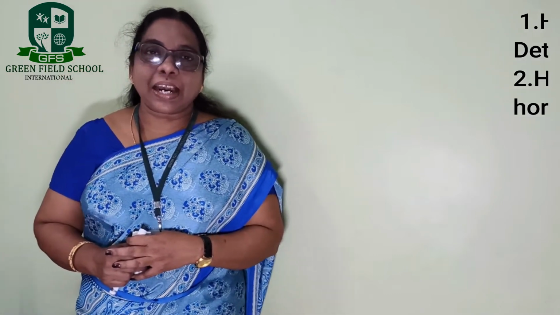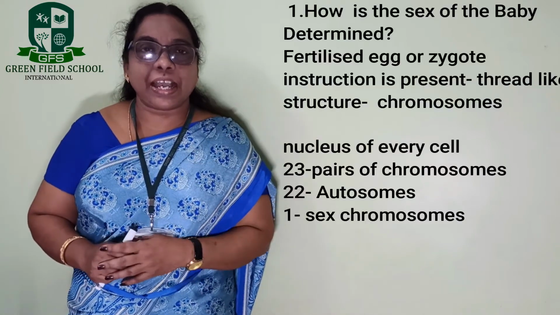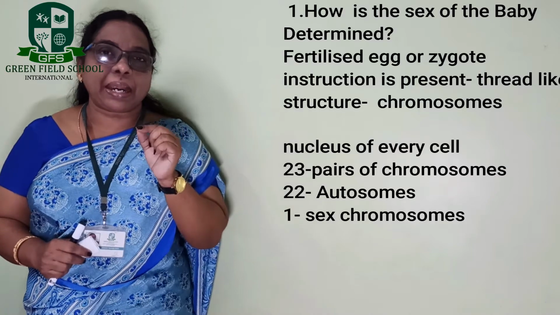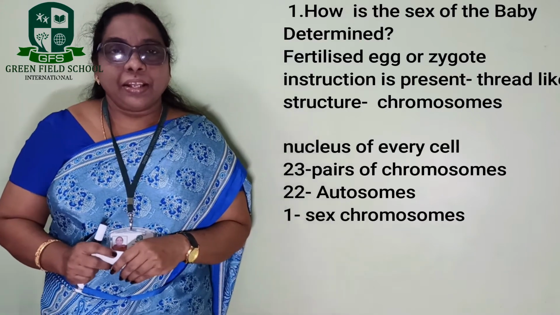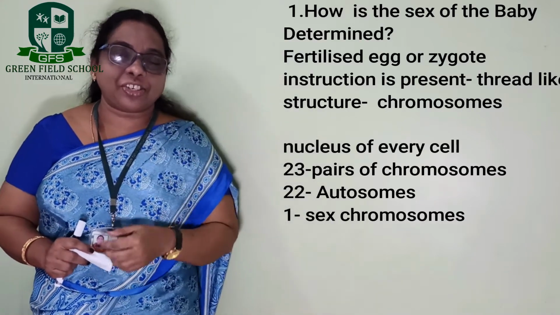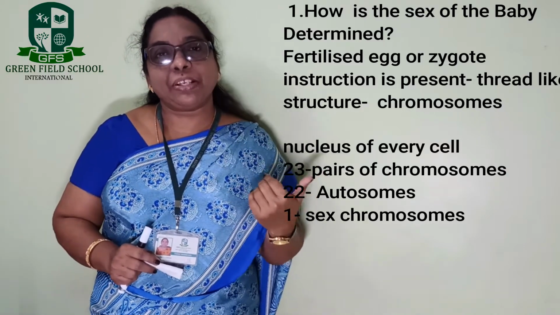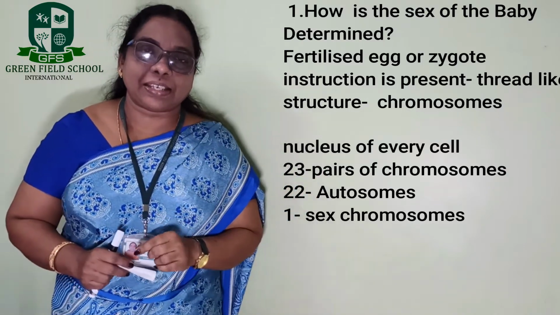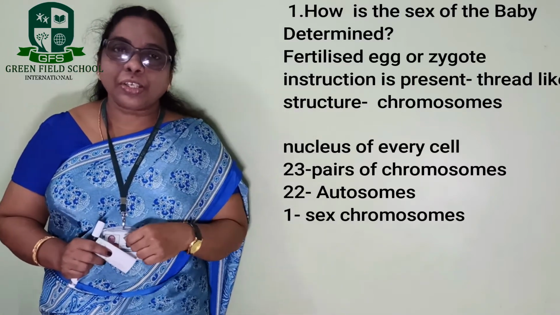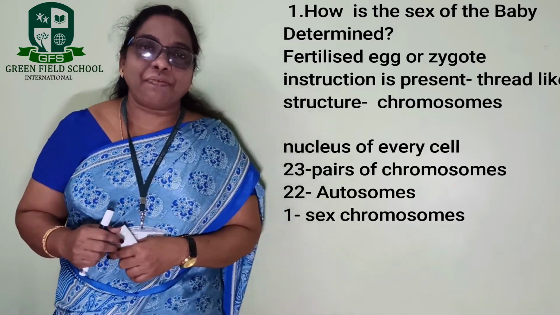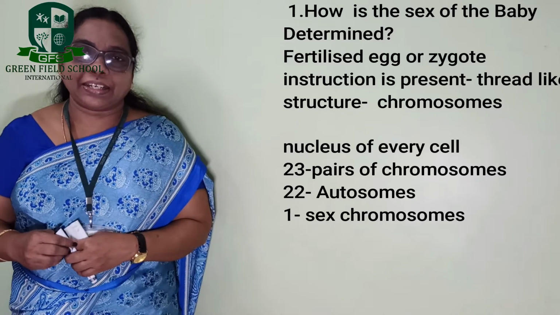Okay, let me start the first topic, that is, how the sex of a baby is determined. Either in the fertilized egg or in a zygote, there is an information-determining organelle called the chromosome. It is a thread-like structure, and you studied in the previous topic that the nucleus of every cell has 23 pairs of chromosomes. You also know that the chromosome is useful for the inheritance of parental characteristic features.